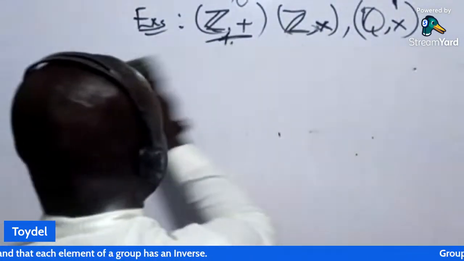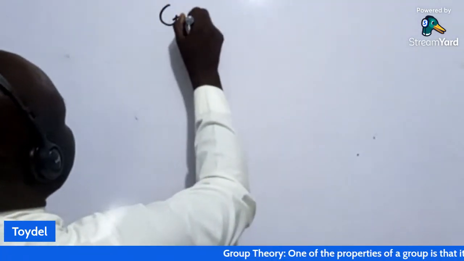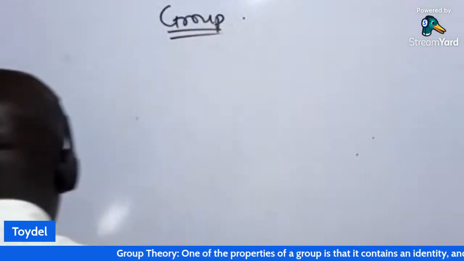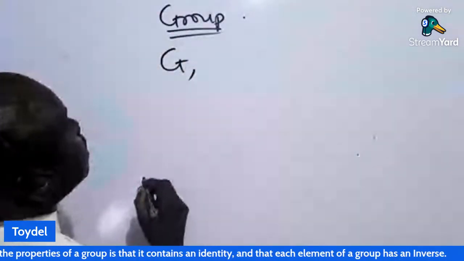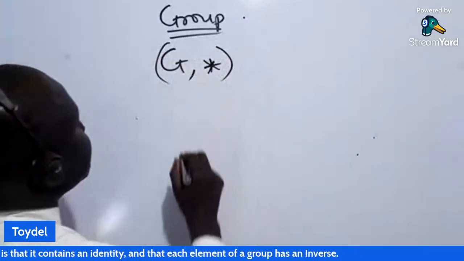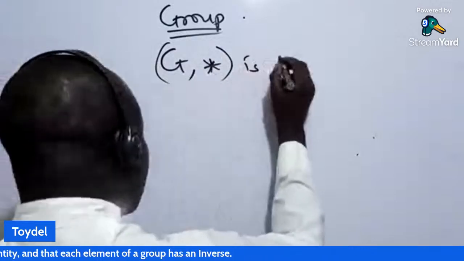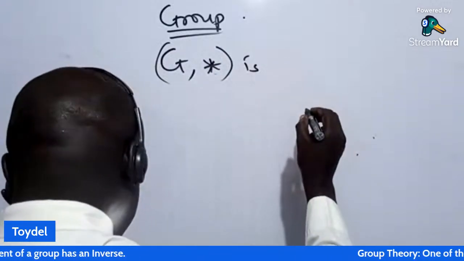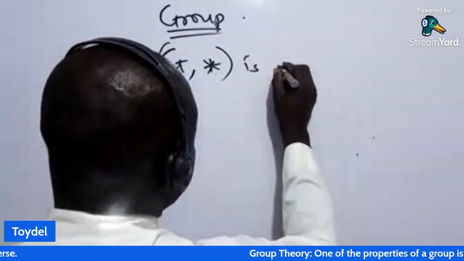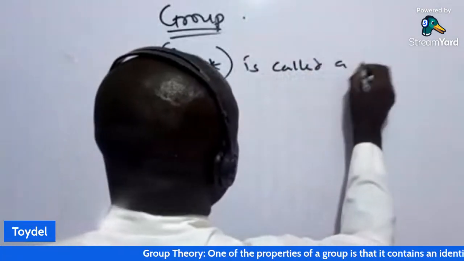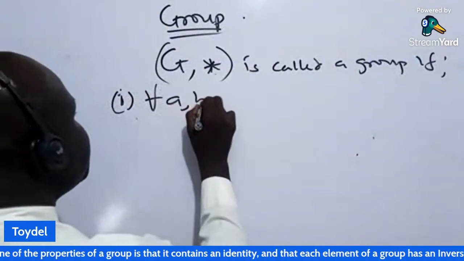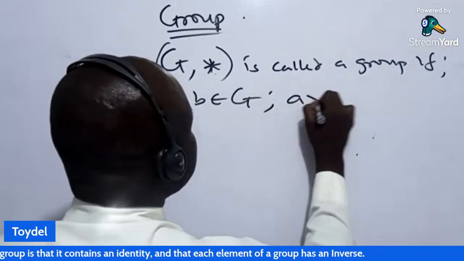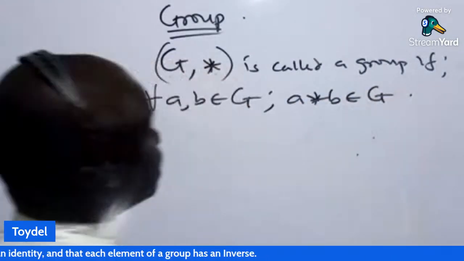So we'll now go to the last concept, which is a group. We want to define a group. Under a group also, we are going to have a non-empty set. Given a non-empty set G and a binary operation asterisk, then G, asterisk is called a group if, first, for all elements A, B that belong to G, we have A asterisk B in G. The closure property must be satisfied.